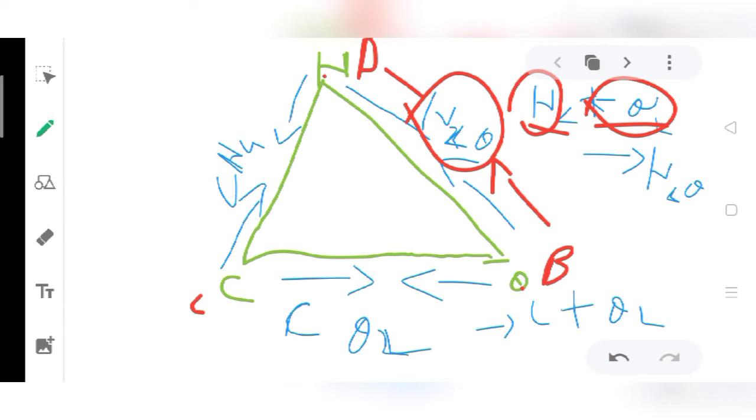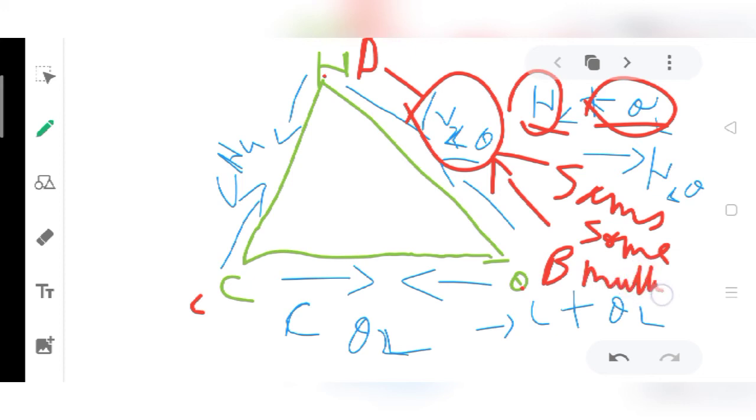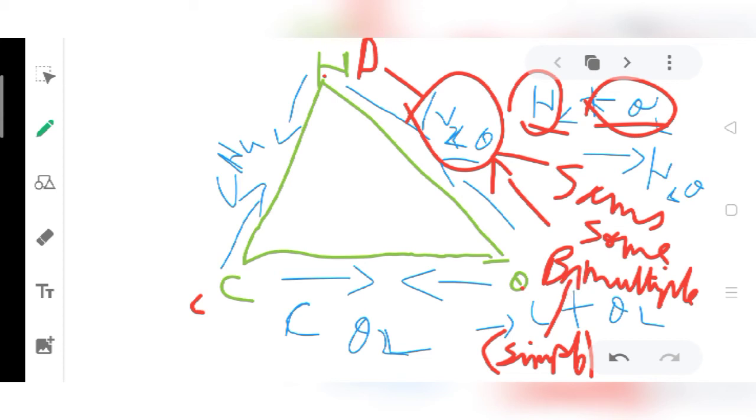So this element formed from A and B will either be the same, or it may be some simple multiple ratio of the weights of A and B.